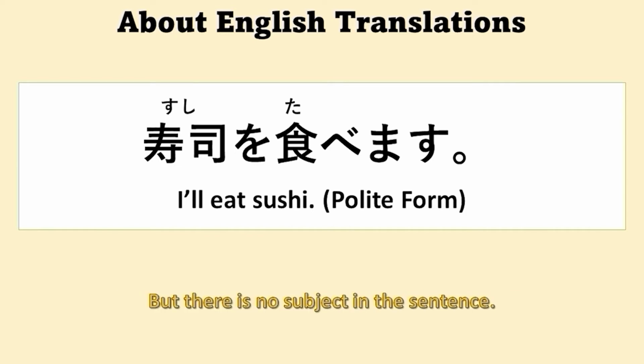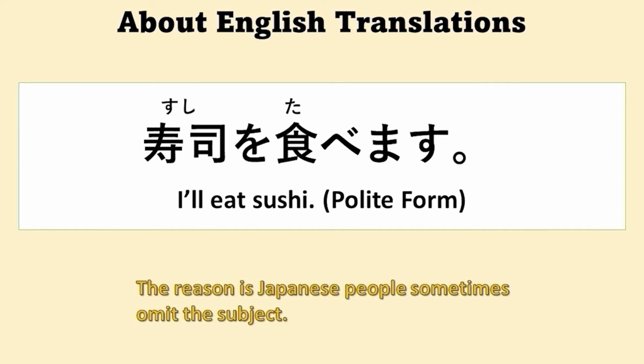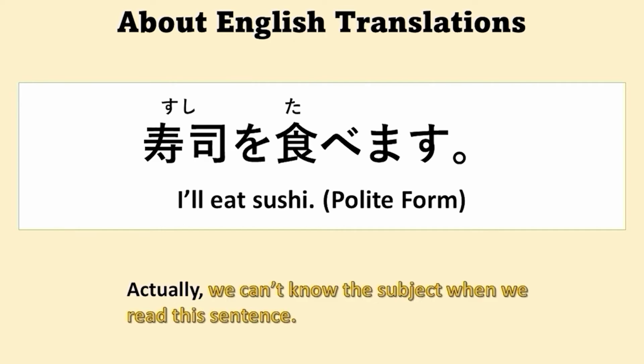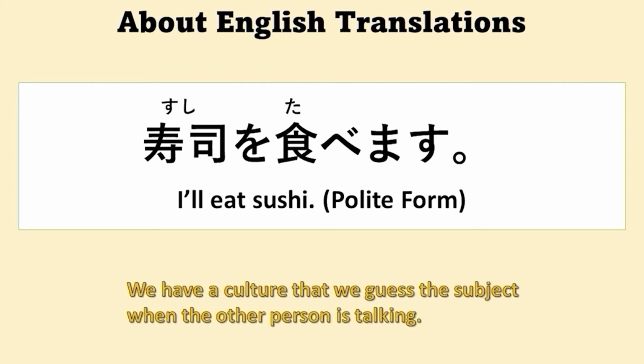But there is no subject in the sentence. The reason is Japanese people sometimes omit the subject. Japanese language is very ambiguous. Actually, we can't know the subject when we read this sentence. We have a culture that we guess the subject when the other person is talking.